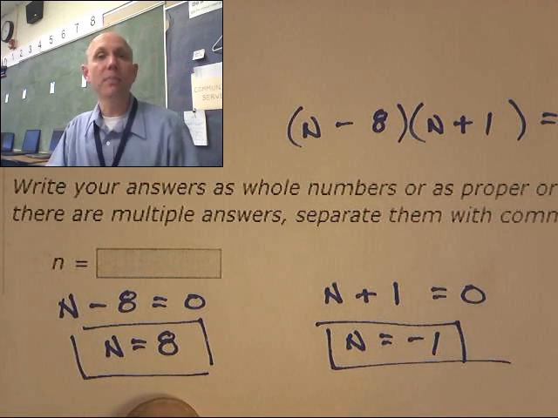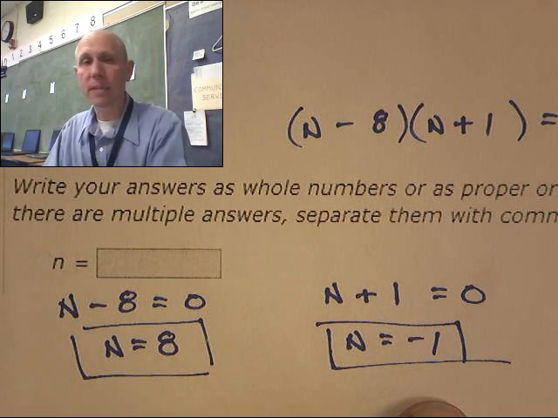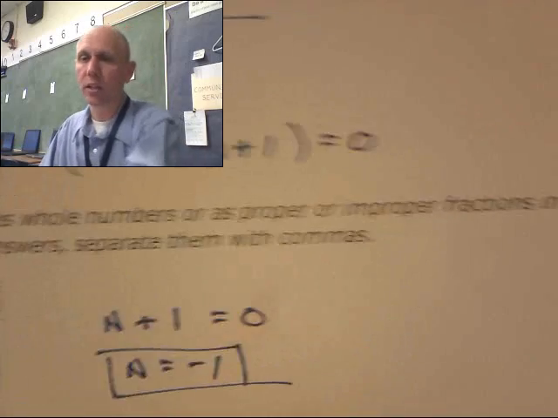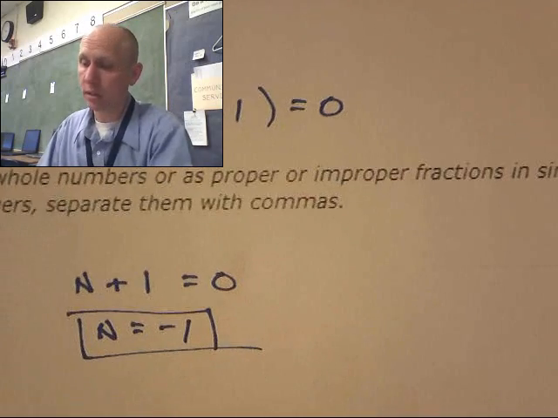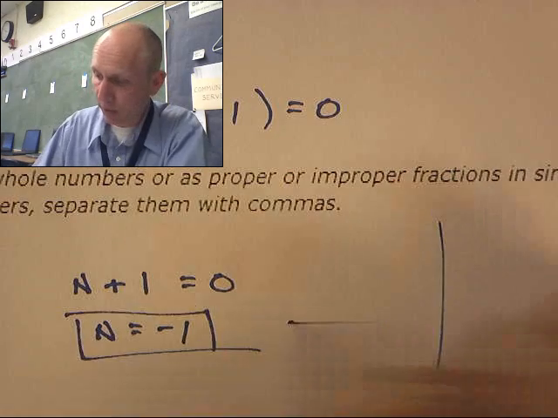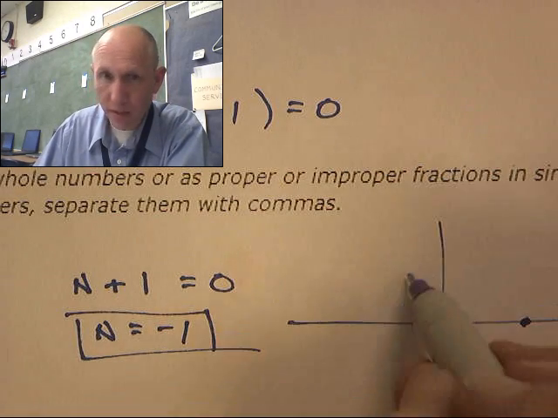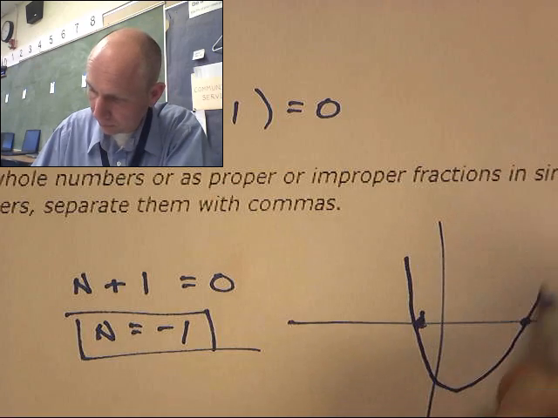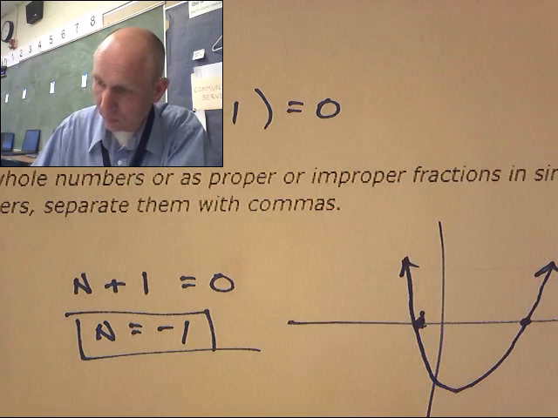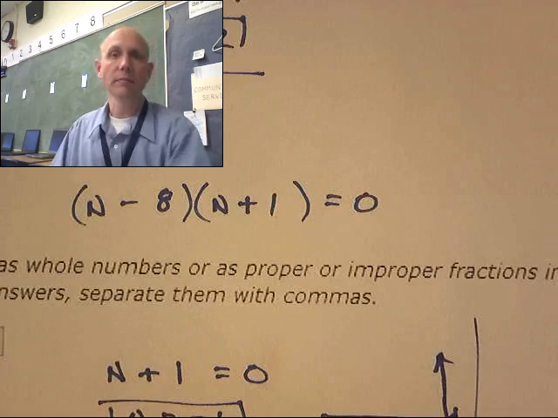This has an x-intercept at 8 and an x-intercept at negative 1. If I wanted to draw a quick little picture of this, which I will, because I do want to draw it, I think I'd probably do something like this, negative 1, 8, something like that. It's probably going to be looking like that a little bit. Okay, one more.